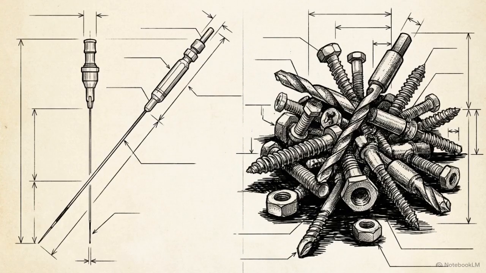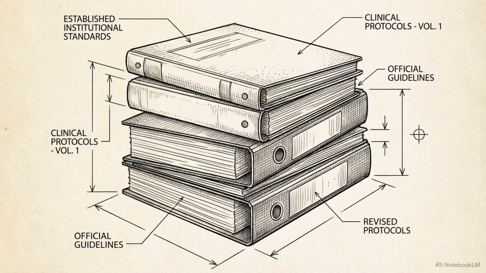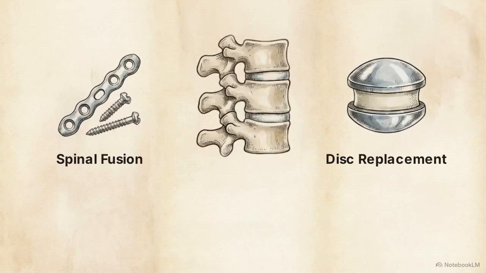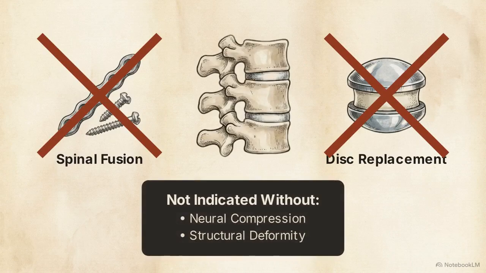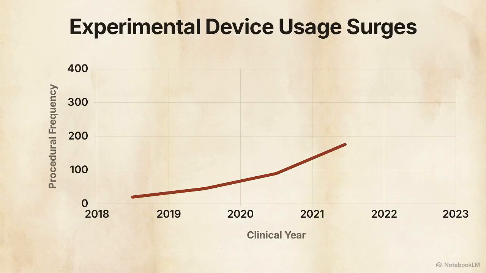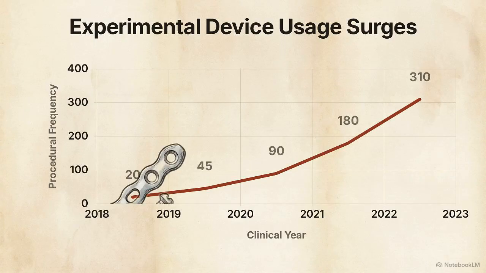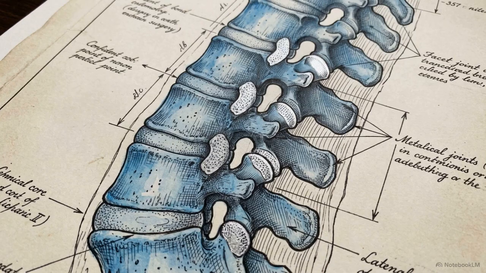The calculated precision of targeted ablation stands in sharp contrast to the ongoing controversy surrounding invasive spine surgeries for purely mechanical low back pain. Major health organizations such as the National Institute for Health and Care Excellence, or NICE, strongly advise against procedures like spinal fusion or disc replacement when there is no clear neural compression or structural deformity present. Despite these guidelines, there is a rising trend of experimental devices designed for dynamic stabilization and facet arthroplasty, aimed specifically at treating mechanical low back pain.